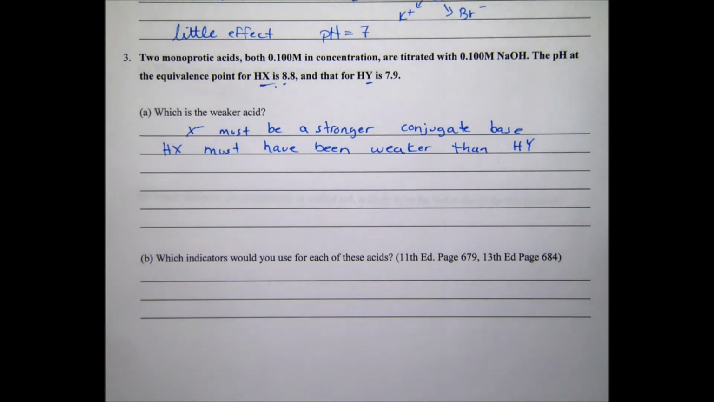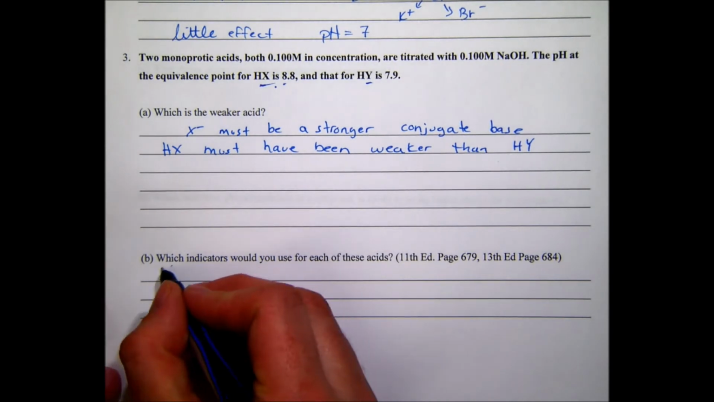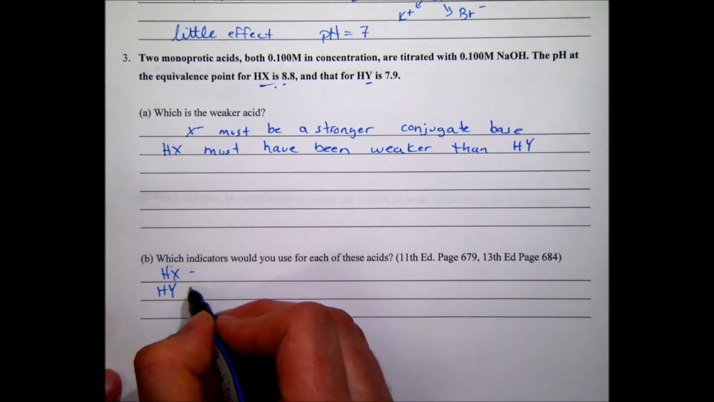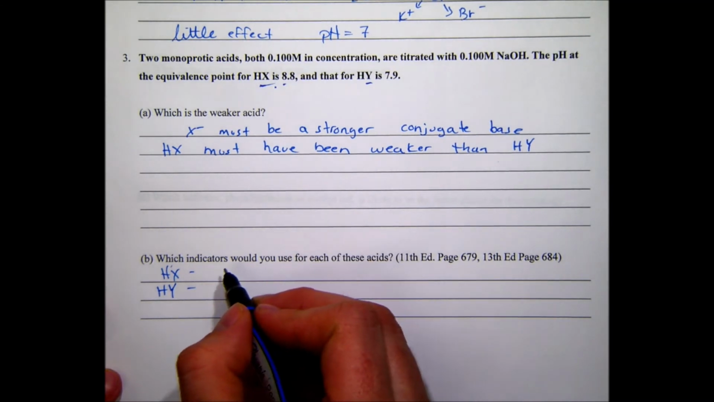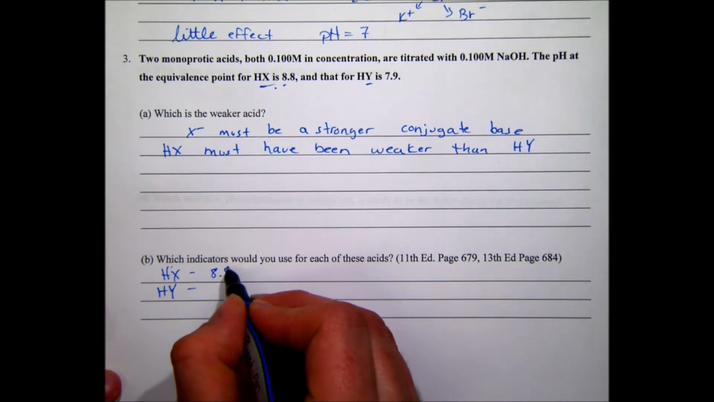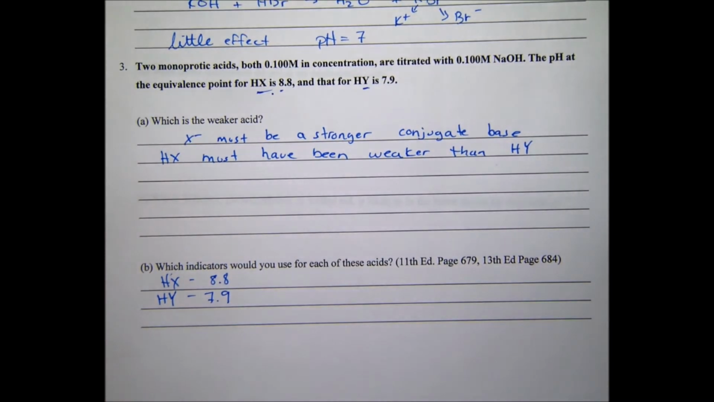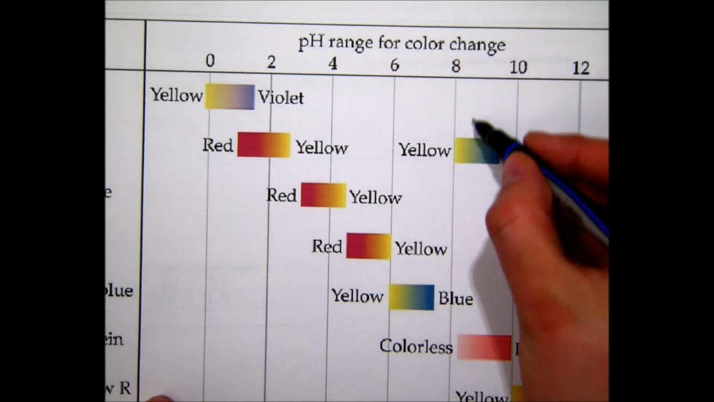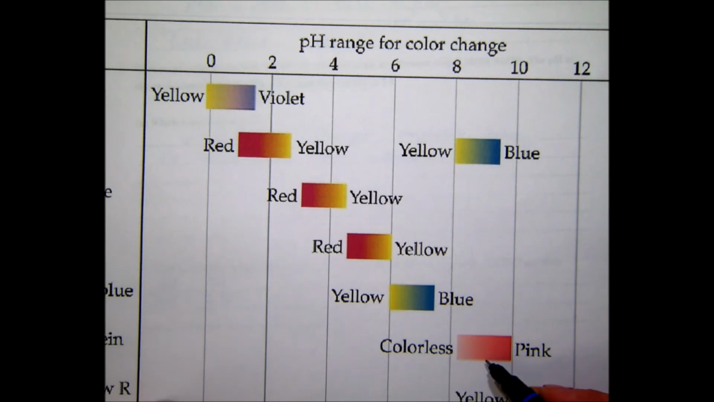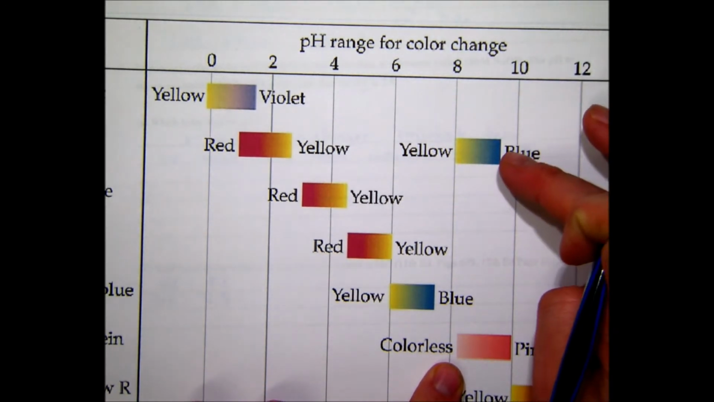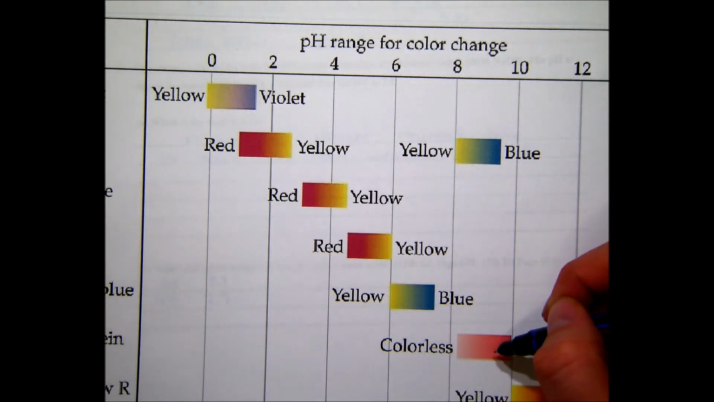So which indicators would you use for these acids? So we have HX and HY. The equivalence point for HX is 8.8 and HY is 7.9. So 8.8, which is going to be in here, basically could have been thymol blue or phenolphthalein, but it looks like the color change for phenolphthalein is going to be a little bit better.